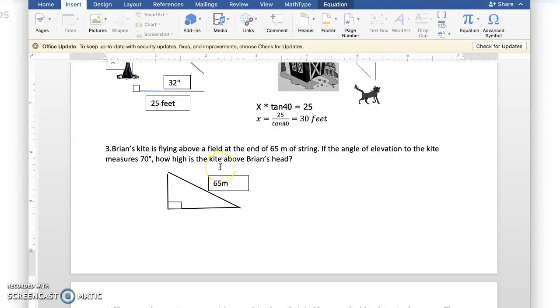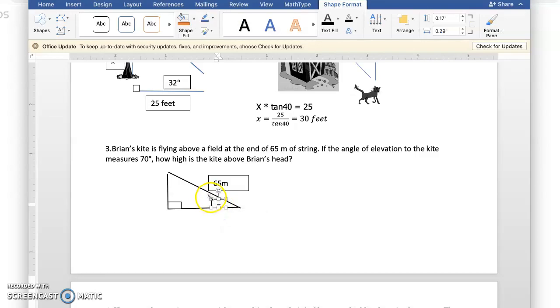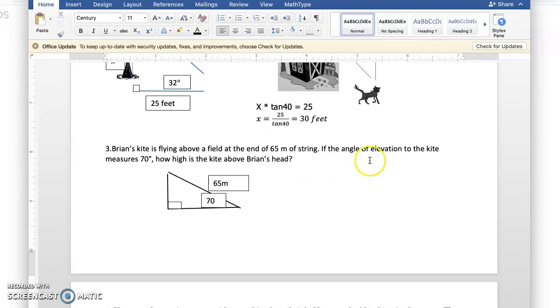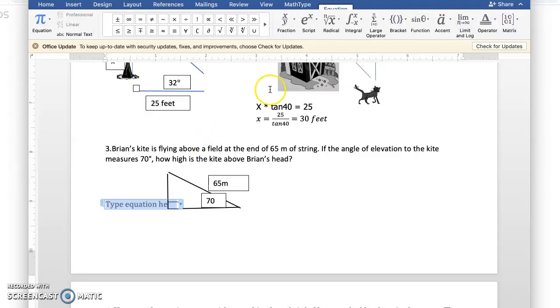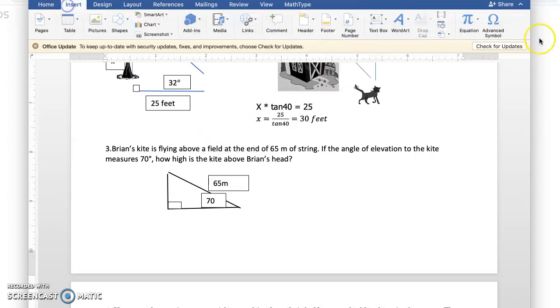Hold on, let's actually go back and use a text box. Drawn in the bottom of our triangle. There we go. And now I want to figure out how high is the kite above Brian's head. So this would be how high it specifically would be above his head if he was standing over here as well. So if I was to go draw where x would be located, x would be talking about the height of the triangle.